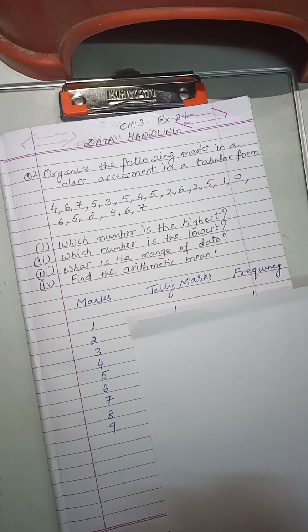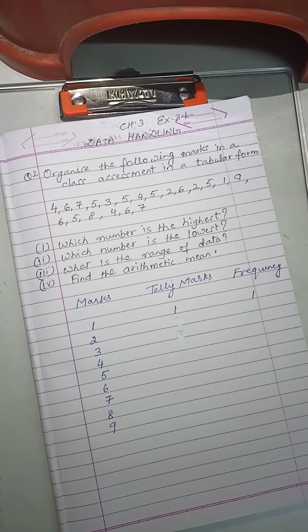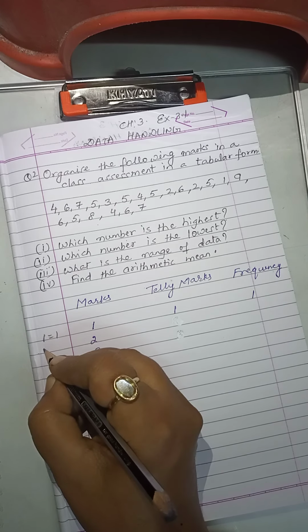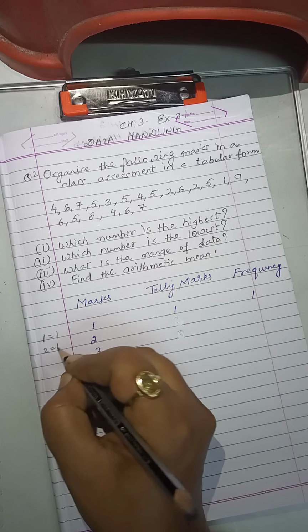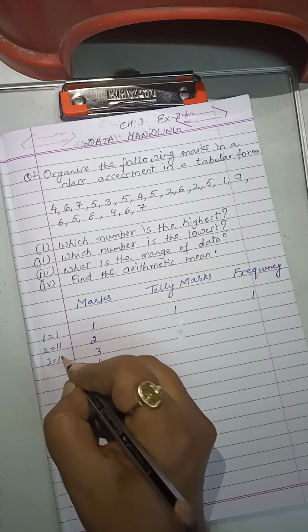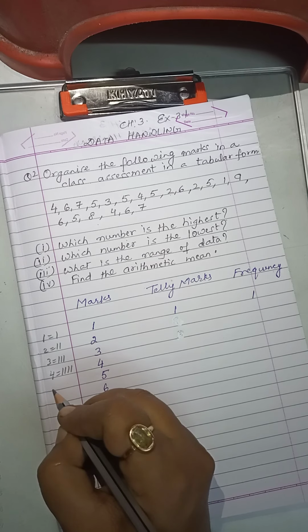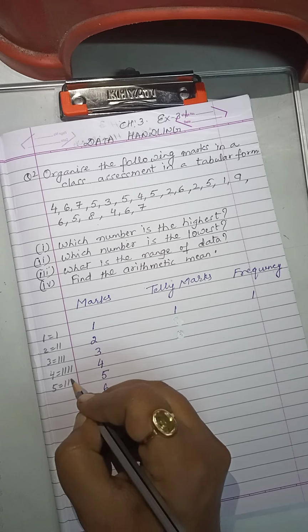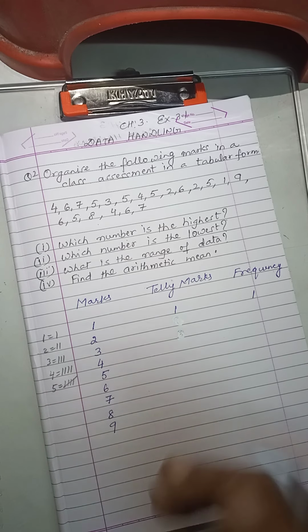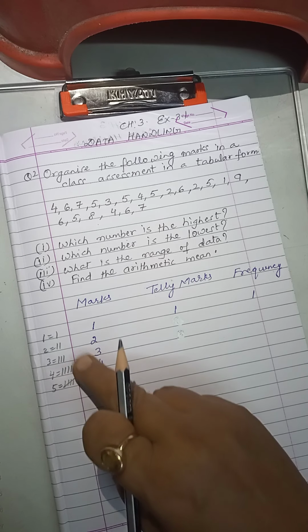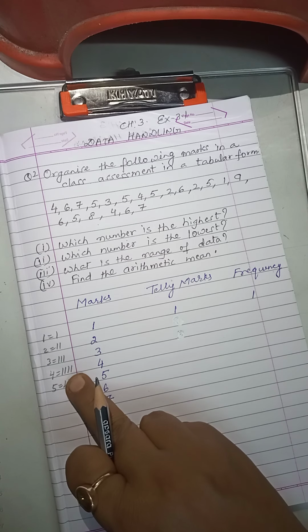For the tally marks, I have told you for 1 we are writing one bar. For 2 we are writing this way, and for 3, this. For 4, 1 2 3 4, and for 5, 1 2 3 4 5. A cross diagonal line is made for the fifth. So this is the way to write the tally marks.